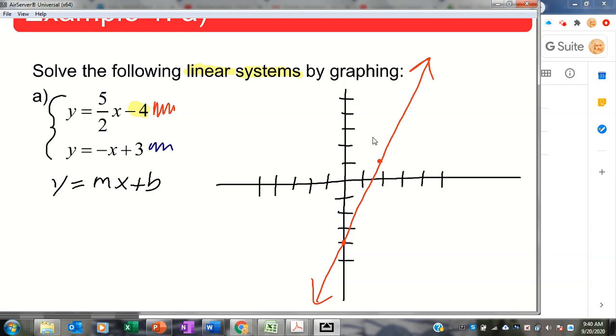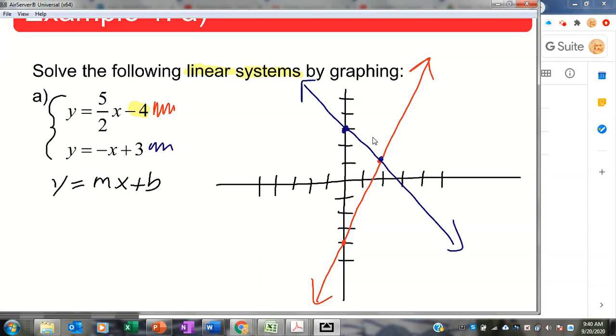Now the second equation, we're going to start at 3, put a dot right there on the y-axis again. It's always on the y. And then we're going to go down 1 over 1, down 1 over 1. And you're going to see we end up landing right there. We draw our line. So we've got both of the lines graphed.